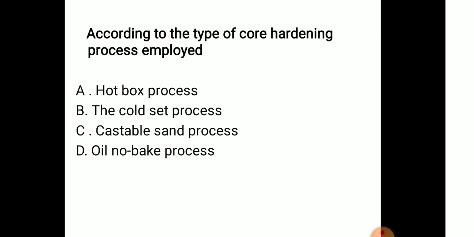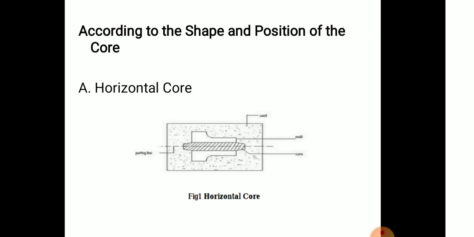Next, the last one is the oil no bake process. The process employs a synthetic oil binder which, when mixed with the base sand and activated chemically, produces cores that can be cured at room temperature. The sand may consist of washed and dry sand, oil no bake binder, and catalyst. Oil no bake cross linkage agent. This is the oil no bake process.